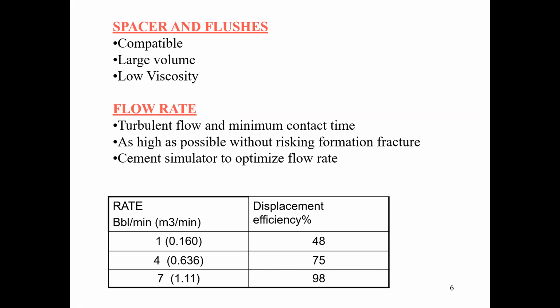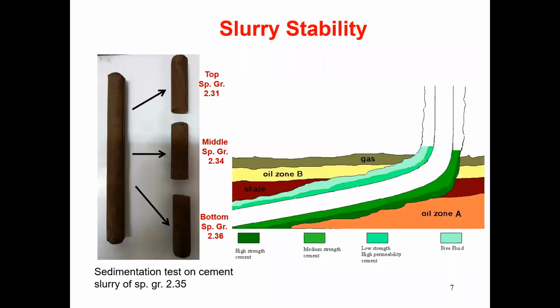And the flow rate, as I've mentioned: this table demonstrates that if I am pumping at a slower rate, here 1 cubic meter per minute, only 48% of the mud will be removed displacement efficiency. If I am pumping at 7 cubic meters per minute, then it is 98%. So it depends on many other factors.